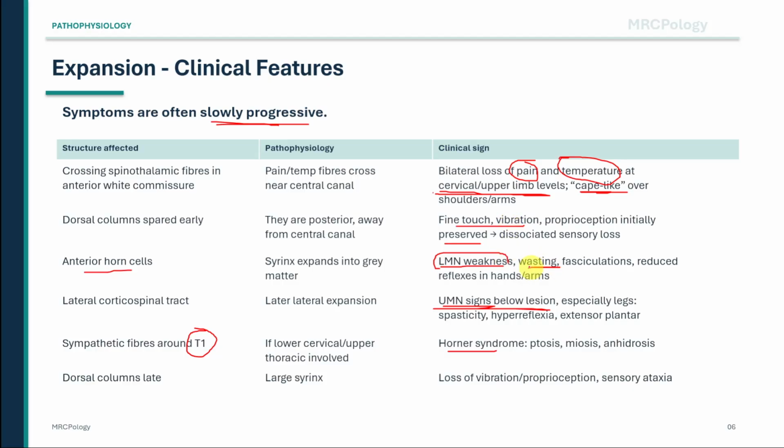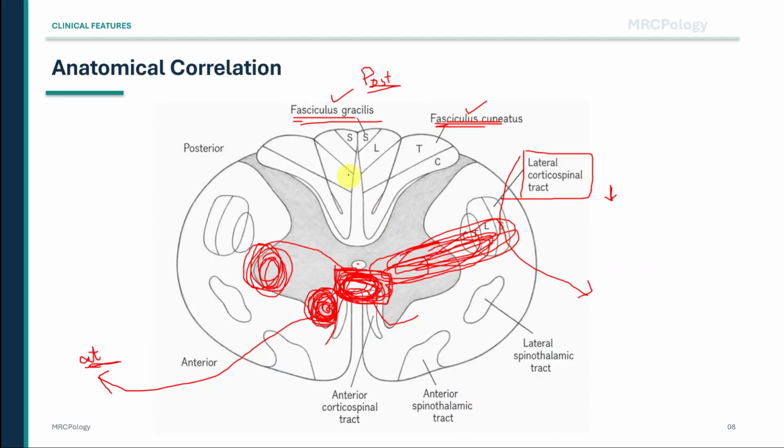Now let us connect this back to the tract diagram again. In the posterior part of the cord, the fasciculus gracilis lies medially and carries lower limb dorsal column information, while the fasciculus cuneatus lies more laterally and carries upper limb and upper trunk information. These are not the first fibers hit by a central syrinx. That is why proprioception and vibration are preserved early.